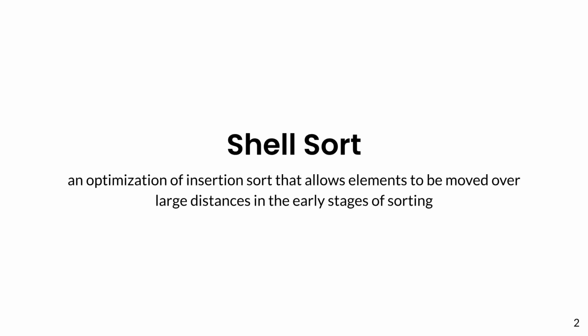Shell sort, also known as Shell's method, is an optimization of insertion sort that allows elements to be moved over large distances in the early stages of sorting. Before we formally discuss shell sort, we need to revisit the insertion sort algorithm.